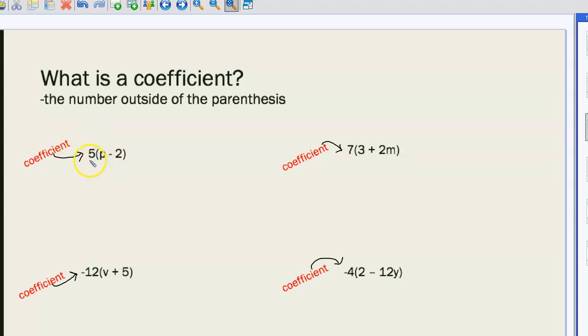Okay, so 5 times p, that would be 5p. 5 times 2, that would be 10. Subtract. That's your answer. 7 times 3, that's 21. And then my variable comes second inside the parentheses. It's just fine. Nothing's changed. 7 times 2m, that would be 14m.